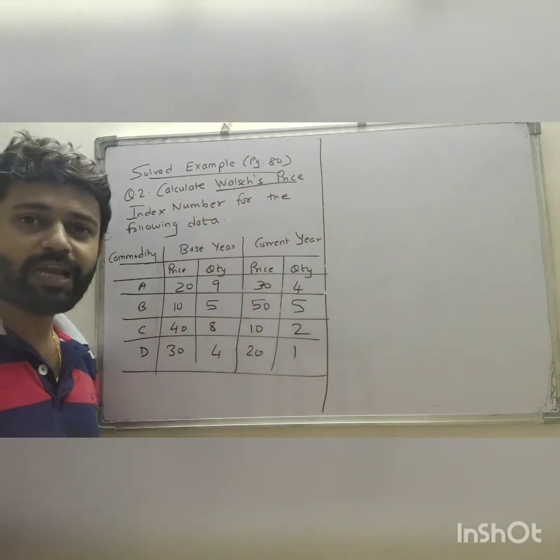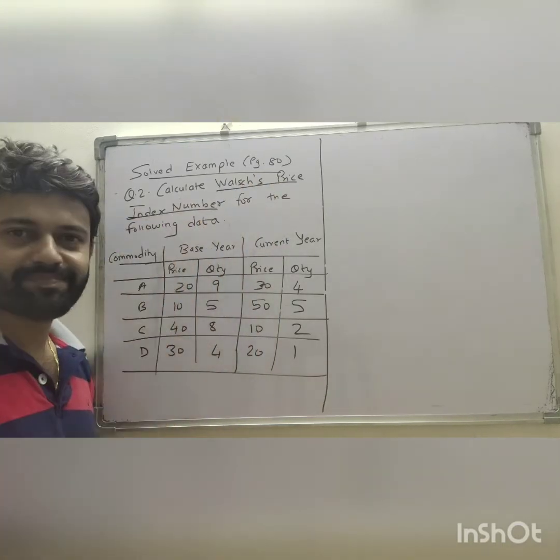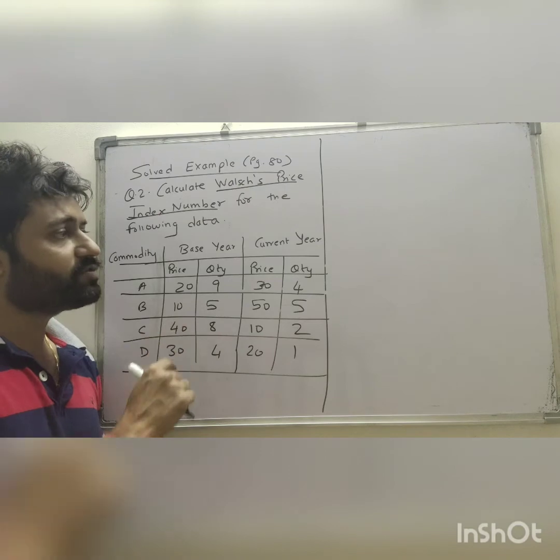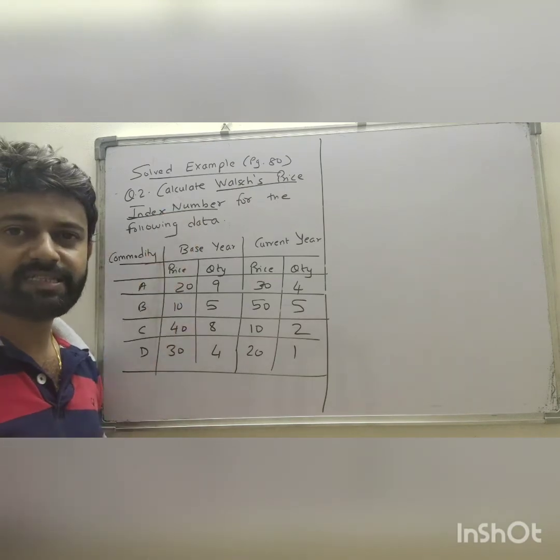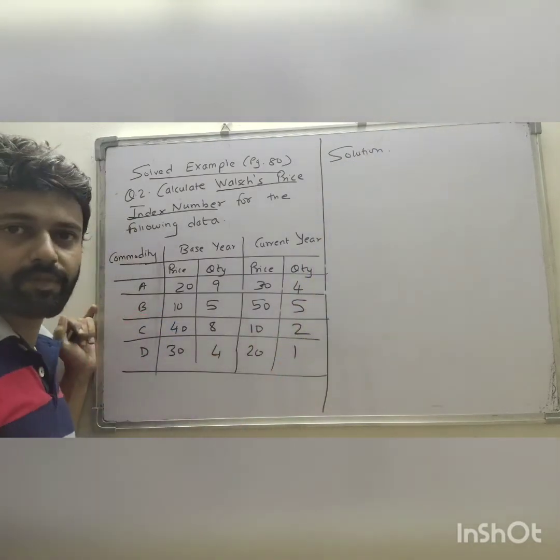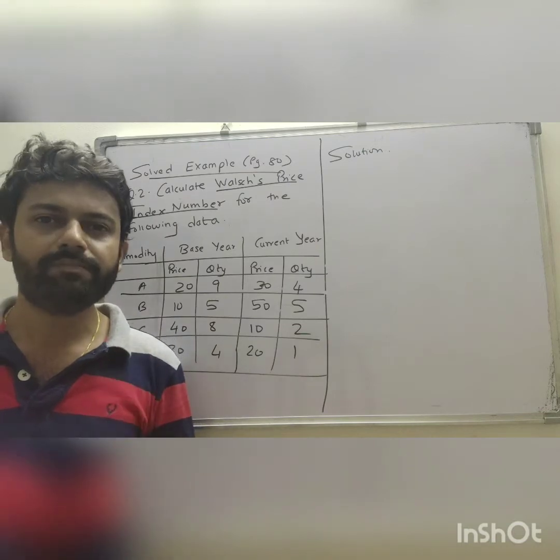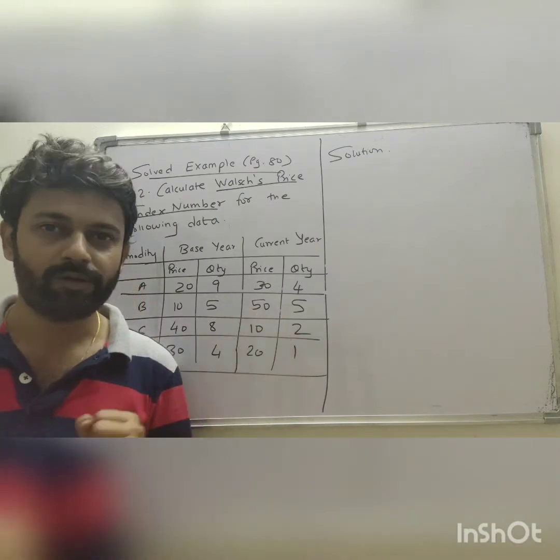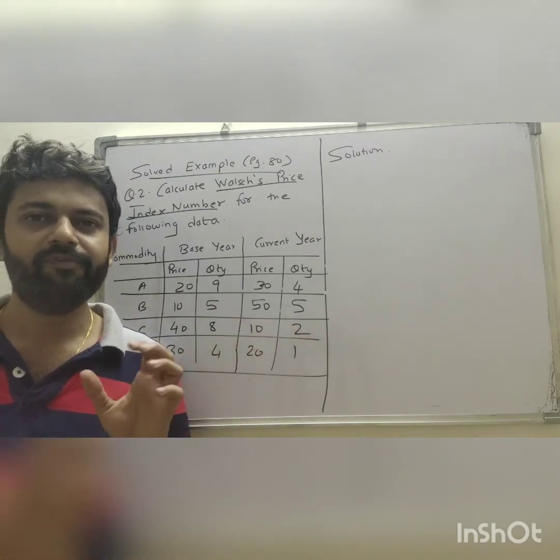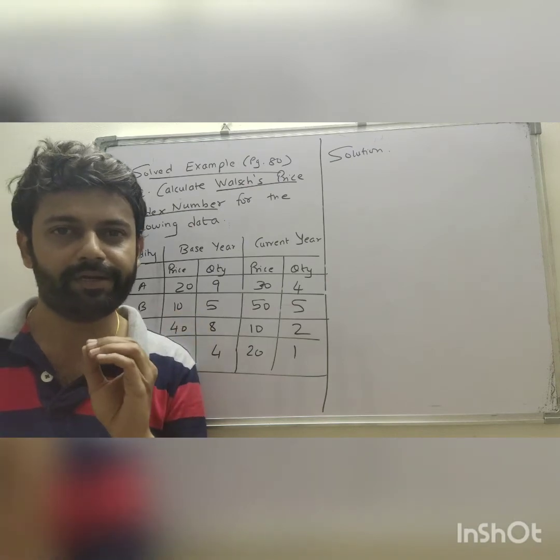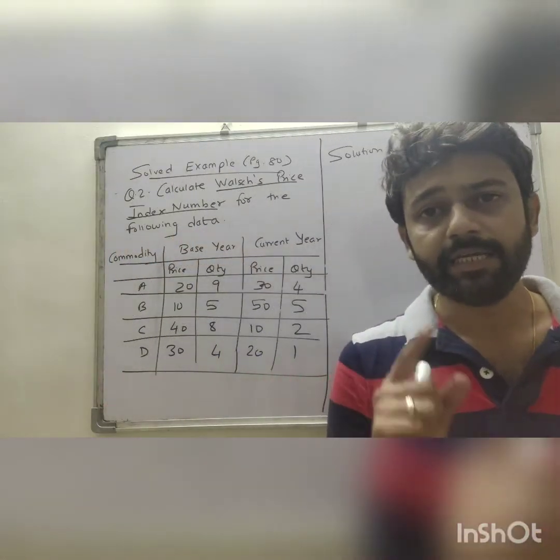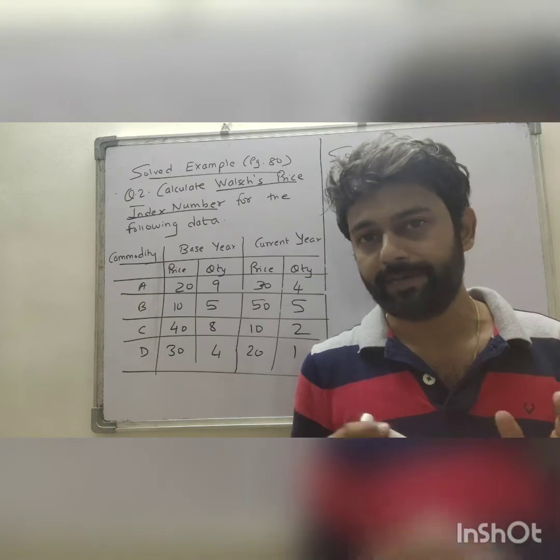Here we are asked to calculate the Walsh price index number. This is a sum from a solved example. The sum was found in the solved example to find the Walsh price index number. We are learning how to find the Walsh index number. Remember, the Walsh price index number will be standalone, isolated, different. They will ask for this index number separately. Here also, in this solved example, they are asking to find the Walsh price index number only.